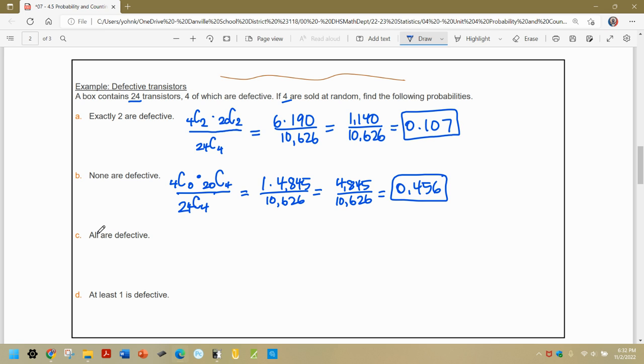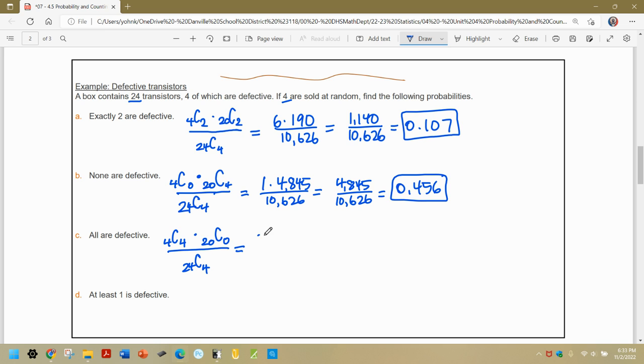Okay, what's the probability that all of them are defective? Well, we still have 24 transistors in the box and we're still choosing 4 of them. From the 4 defective ones, I'm going to choose 4, and from the non-defective ones, I'm going to choose none. So 4 choose 4 times 20 choose 0, all over 24 choose 4 possibilities.